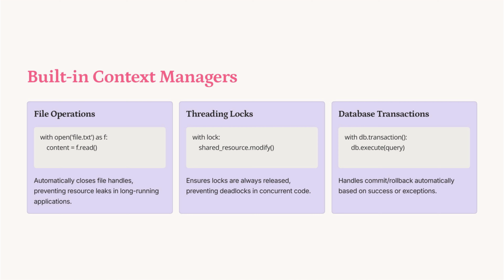Built-in context managers streamline resource management. For file operations, using with open ensures files are closed, preventing leaks. In threading, with lock guarantees locks are released, avoiding deadlocks. For database transactions, with db.transaction automates commit or rollback, ensuring data integrity. These tools enhance efficiency and reliability in various applications.